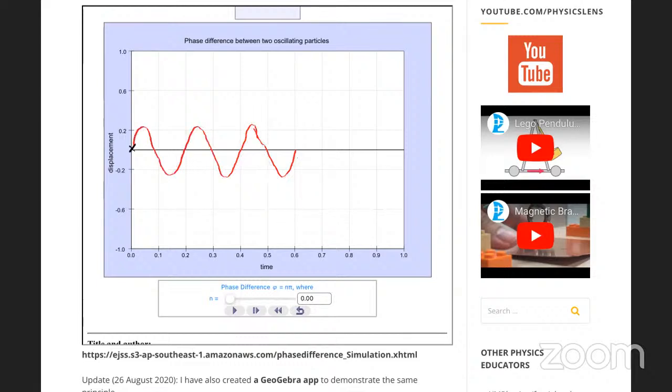If they had a phase difference of 2 pi, 2 pi is a whole cycle, right? So 2 pi is quite down here. 2 pi means it'll look like that. So 0 and 2 pi, same phase difference.